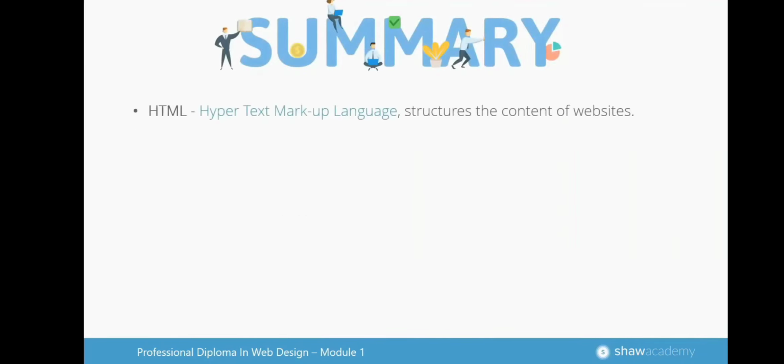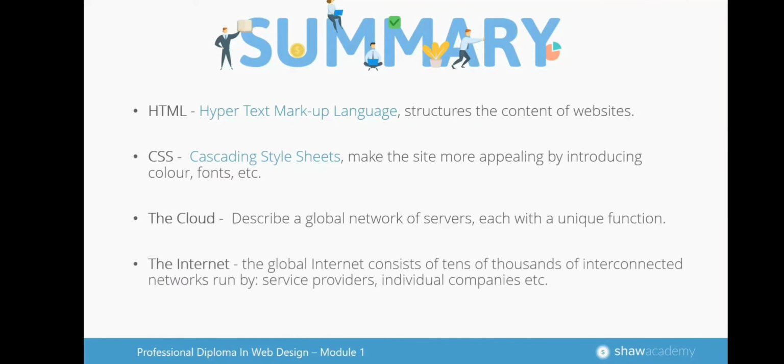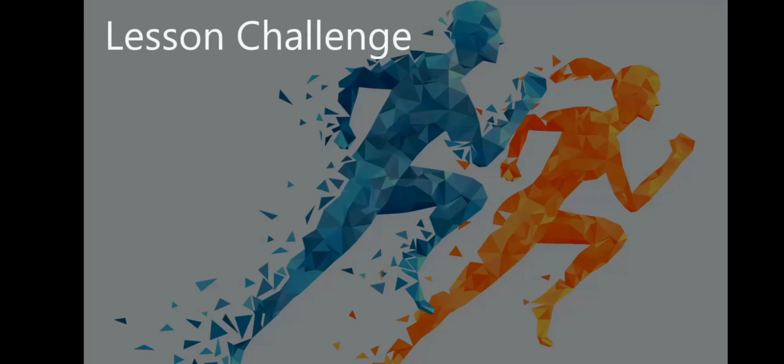So just a quick summary of what we've learned today. We've learned that HTML is hypertext markup language, and that this structures the content of websites. Then we've got CSS, and CSS is our cascading style sheets, and these make the site more appealing by introducing colors and fonts. And then we've got the cloud, which describes a global network of servers, each with their very own unique function. And lastly, the global internet consists of tens of thousands of interconnected networks run by service providers, individual companies, and universities, as well as governments.